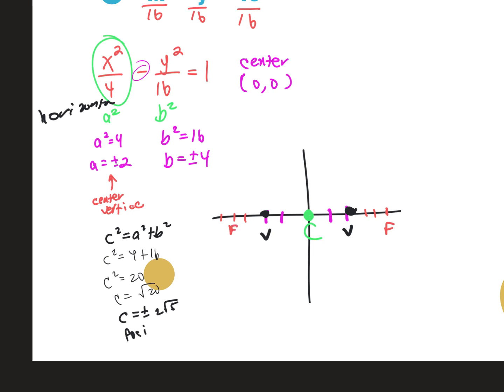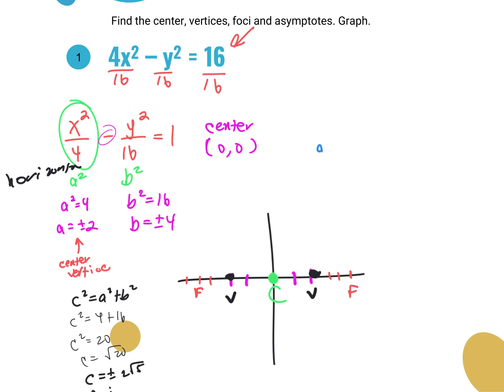All right, do you notice where all the important stuff is? The important stuff is on the x-axis. We already knew it was the x-axis. So you're going to have branches. Before you can draw the branches, you need to tell me where the asymptote is, where it's going to get really close to but not touch. So what kind of hyperbola do I have? Is it vertical or horizontal? Okay, it's horizontal. So what is the equation of the asymptote?